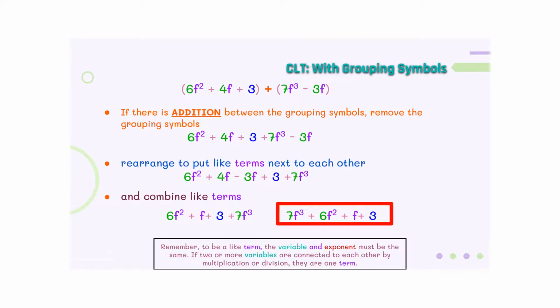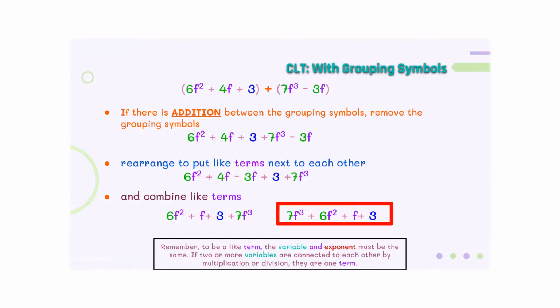So here we're going to combine like terms, but we're going to add in grouping symbols. Grouping symbols are another word for parentheses. So if there's addition between the grouping symbols, just remove the grouping symbols, rearrange, and combine like terms. So we rearrange this, and I put all of my terms next to each other.